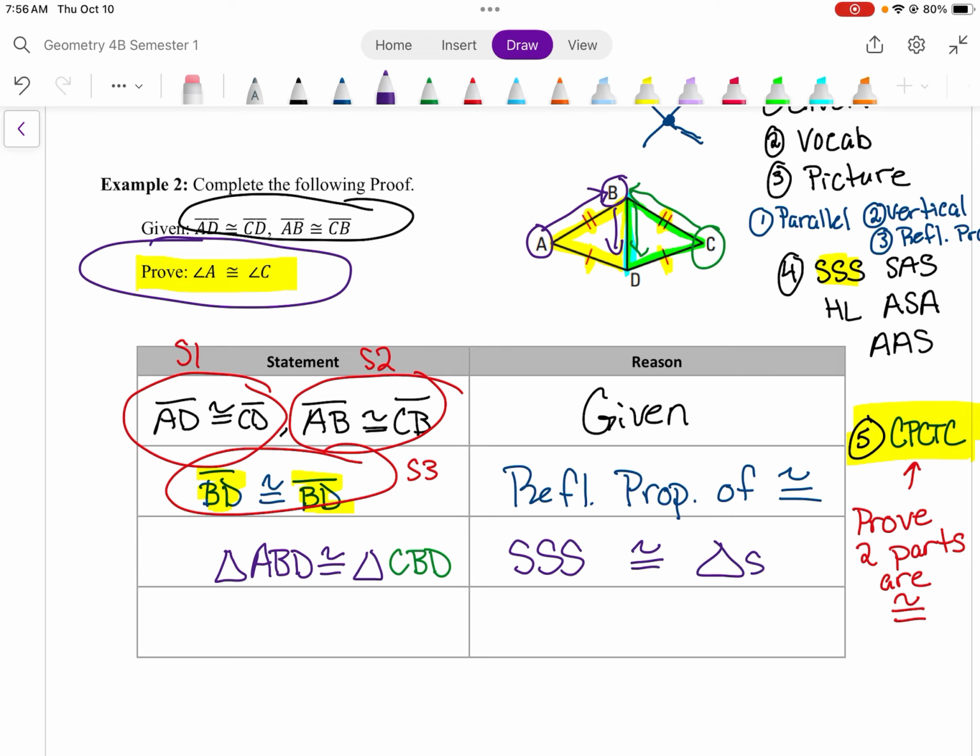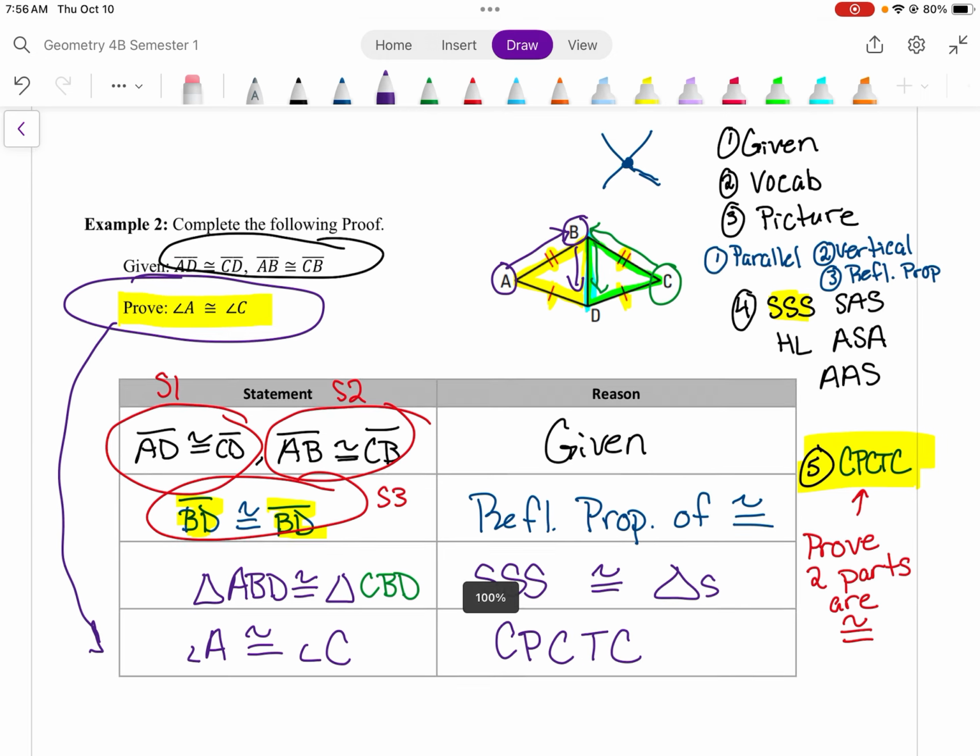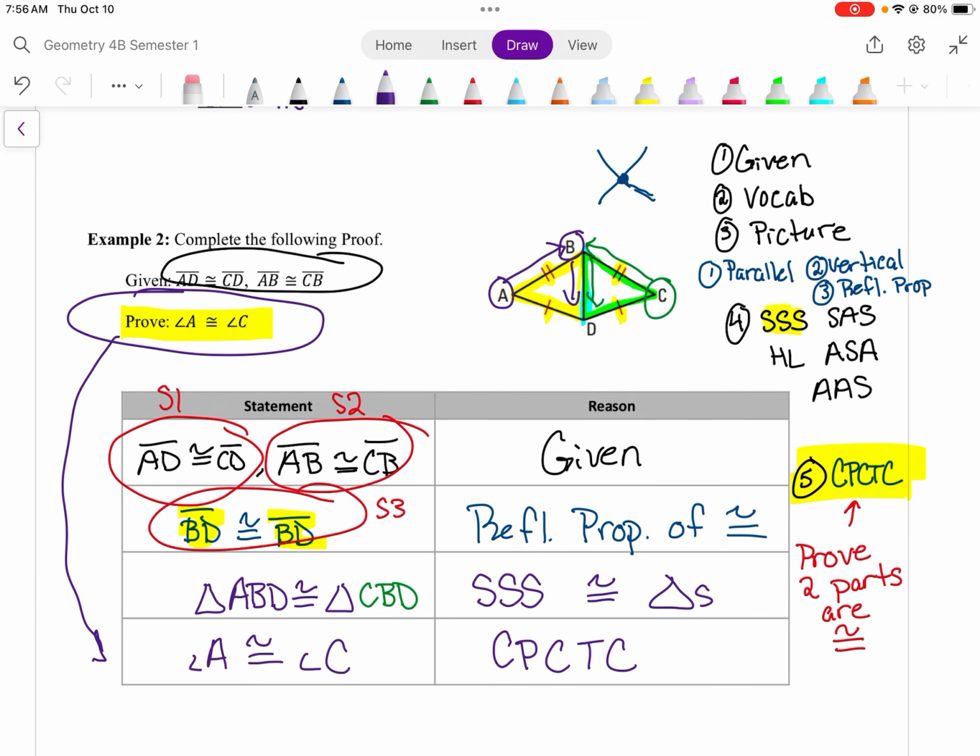Now that we've said the triangles are congruent, we can say any of the corresponding parts are congruent to each other. So we could say that angle B is congruent to angle B, or, well, we already know all the sides, but the one that they're asking us to prove is angle A is congruent to angle C. So this one is going to work because of the corresponding parts of congruent triangles are congruent. So we're using exactly what we've been using before. We're just adding one extra step at the end.